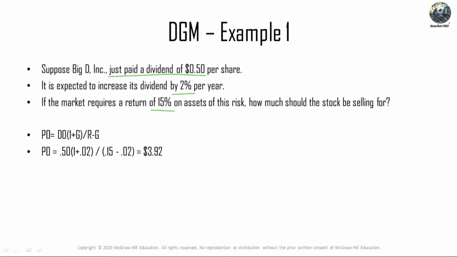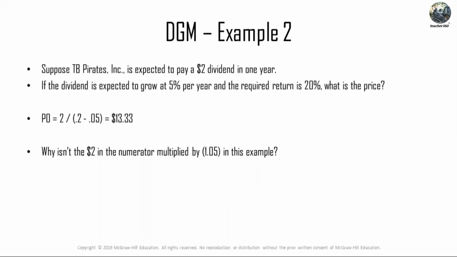Another example from the dividend growth model. Suppose TB Pirates Corporation is expected to pay a $2 dividend in 1 year. If the dividend is expected to grow at 5% per year and the required return is 20%, what is the price? So here in year 1, the dividend is $2. The dividend is expected to grow at 5% per year. Required return is 20%.